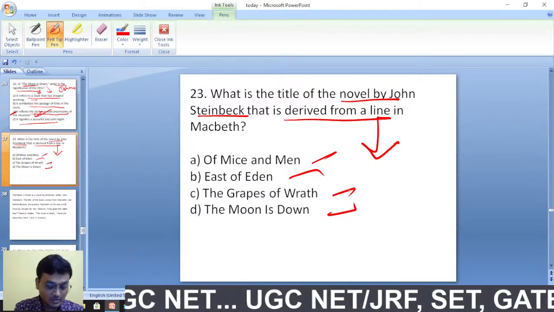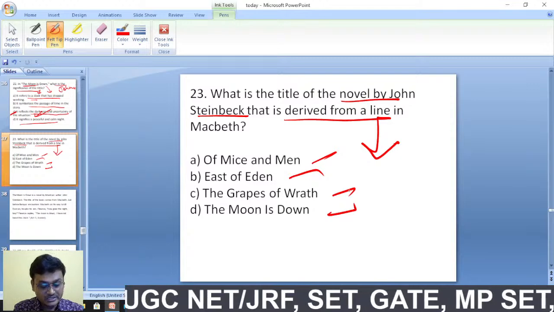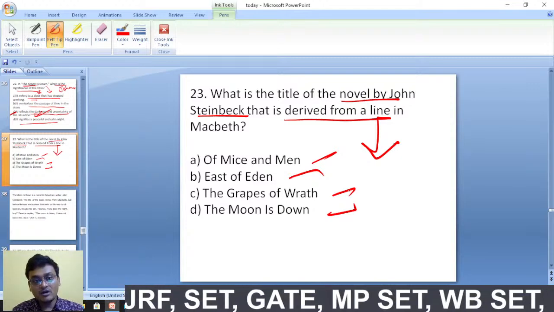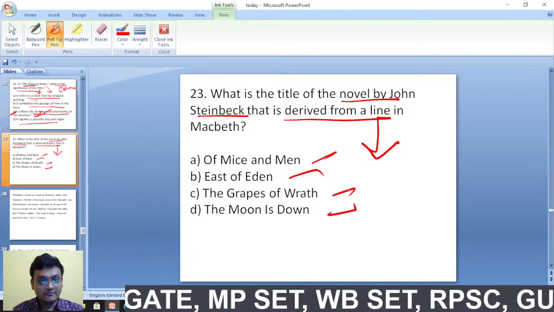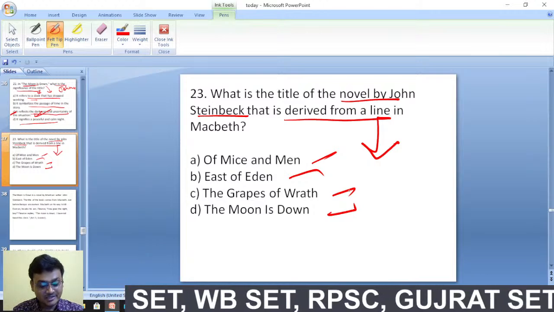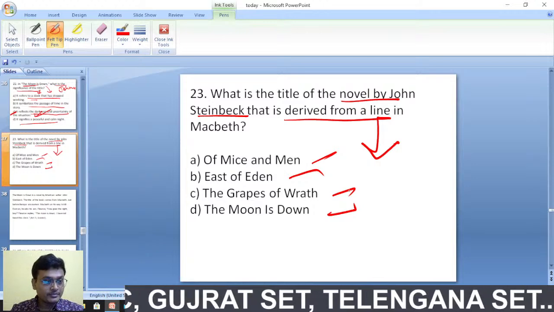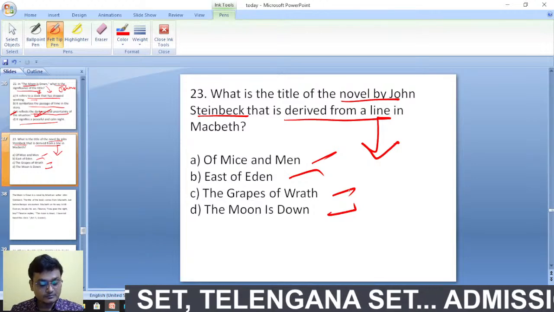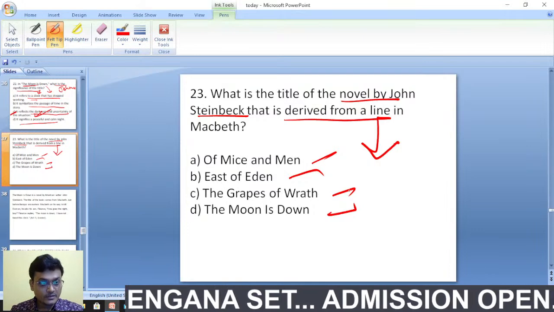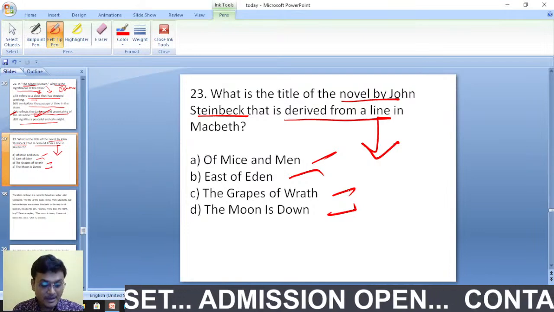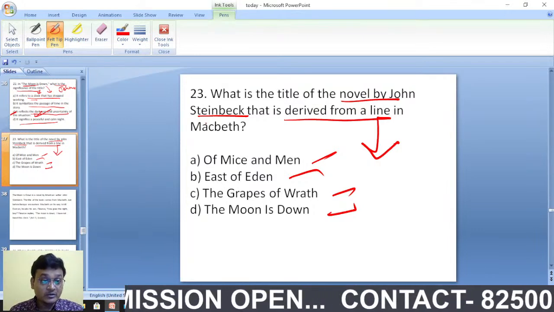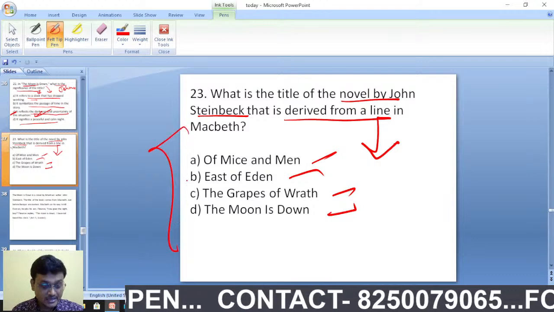Okay, 22 is C, got it. Question 23 on screen: What is the title of the novel by John Steinbeck derived from a line in Macbeth? That's why the novel is very important, and the speech of Banquo. The Grapes of Wrath, Of Mice and Men, East of Eden. These are important works by John Steinbeck.